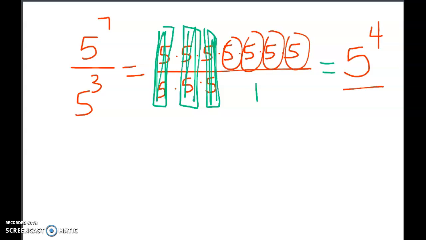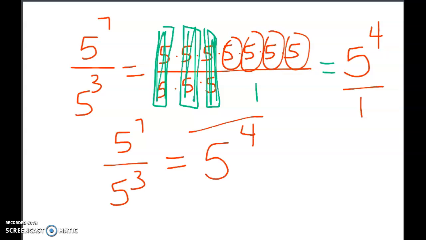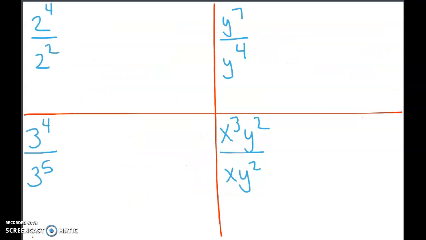And you can write over 1, but we all know that that's kind of elementary and we should simplify it because any number divided by 1 is itself. So 5 to the 7th over 5 to the 3rd power is the same as 5 to the 4th. And it's that easy. So please pause the video here and try to do the first one by yourself.